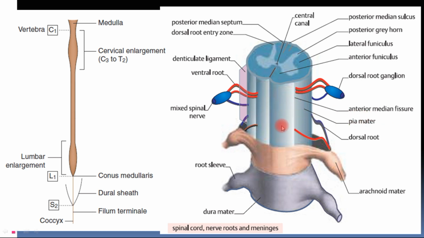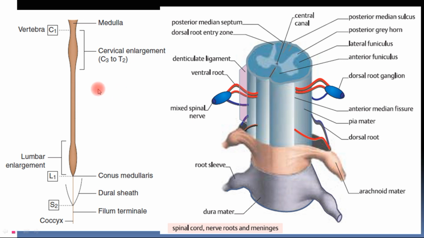These are the layers which surround and protect the cord, and in between these layers lie the spaces where the cerebrospinal fluid is situated. There is also a central canal, as you can see, which is an extension of the fourth ventricle, and this also contains the cerebrospinal fluid.